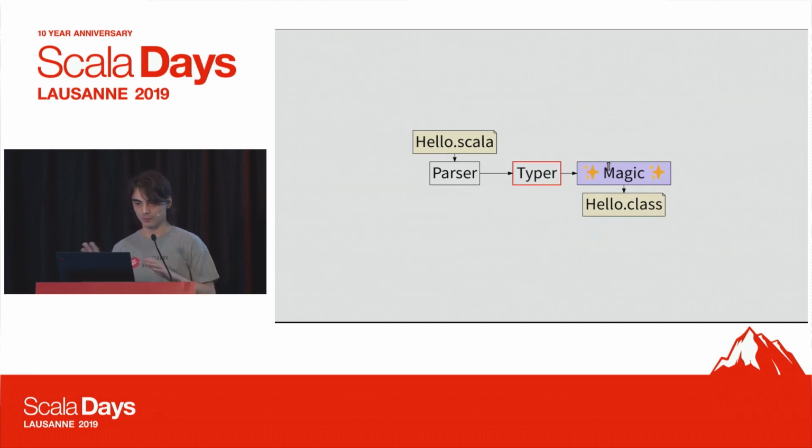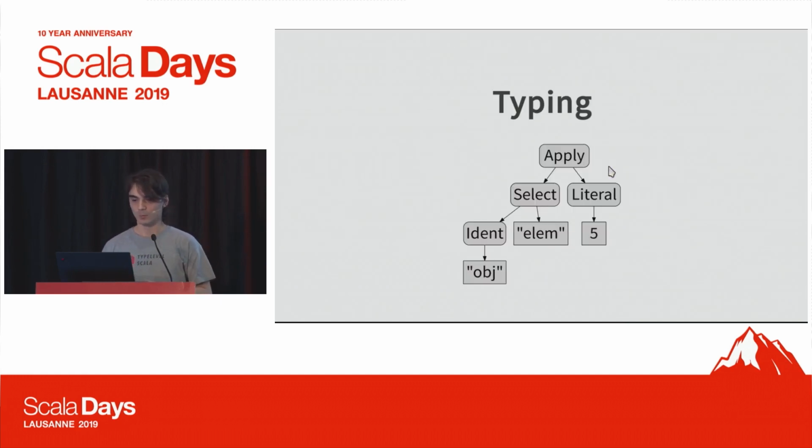So the next step, the big step, is typer, which is taking this untyped tree and type checking it. And the way type checking works, I'm not going to explain all the details because that's many more talks worth of material. But we start at the root, so we have our already parsed tree. To type check apply, first we need to type check its children. So we need to type check select, and to type check select, we need to type ident. And to type ident, we know, oh, this is an identifier for obj.